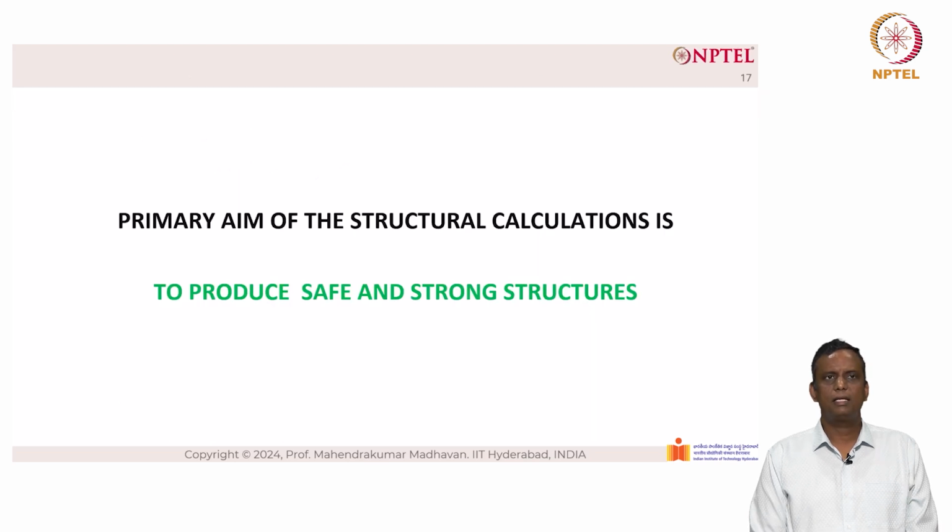All these failure case studies indicate to us that the primary aim of structural calculations is to produce a safe and a strong structure. A strong structure does not necessarily lead to a safe structure. In order for the structure to be safe, we need to take into consideration the stability aspects of the structure as well. With this, we complete the introduction part of this course.